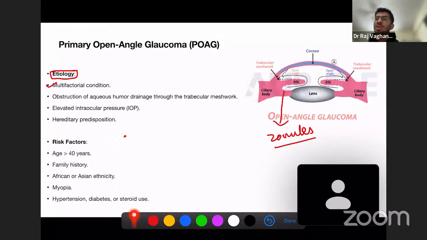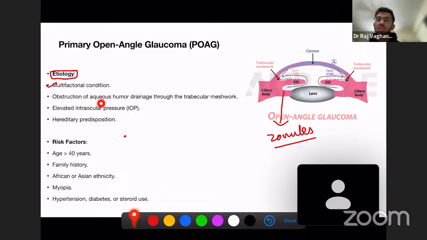Now, this complete part is filled with the aqueous humor. We all know that. This complete part is filled with the aqueous humor, and the part posterior to the lens is filled with vitreous humor. So we have two types of humor, aqueous humor and vitreous humor. This aqueous humor is continuously drained by this trabecular meshwork.